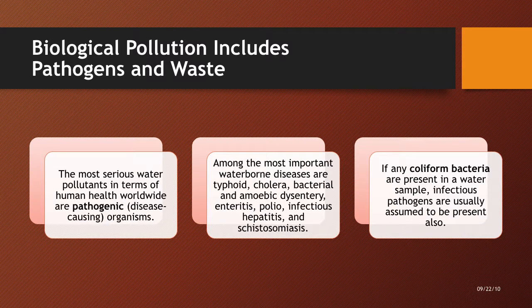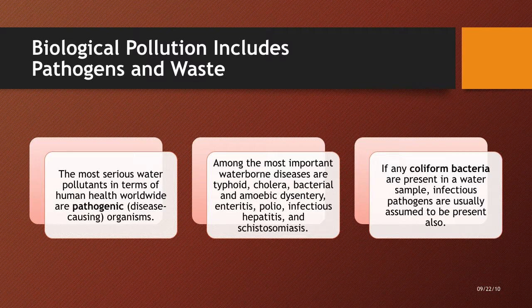The most serious water pollutants in terms of human health worldwide are pathogenic or disease-causing organisms. Among the most important waterborne diseases are typhoid, cholera, bacterial and amoebic dysentery, enteritis, polio, infectious hepatitis, and schistosomiasis. Malaria, yellow fever, and filariasis are transmitted by insects that have aquatic larvae. Altogether, at least 25 million deaths each year are blamed on water-related diseases. Nearly two-thirds of the mortalities of children under 5 years old in poor countries are linked to these diseases.